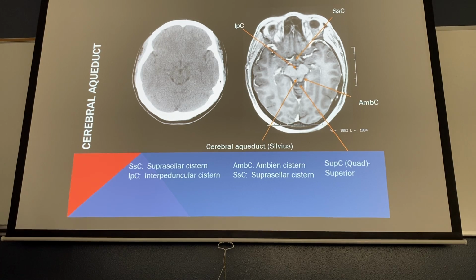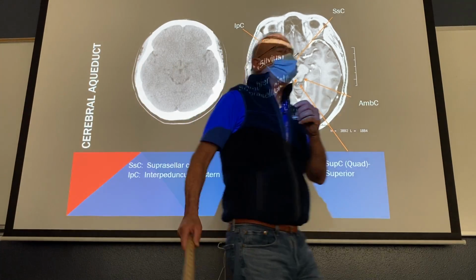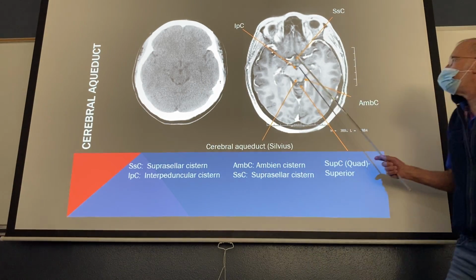Here's where it's going to get kind of busy, is that the midbrain has a lot of what appear to be spaces. In reality, it's surrounded by some key cisterns. So when we look at Mickey right over here, we see the cerebral peduncles right over here.